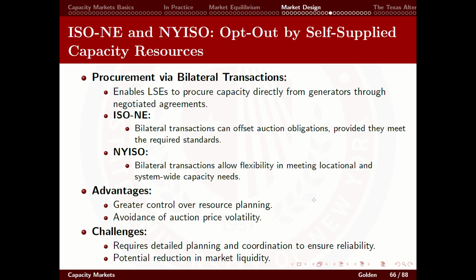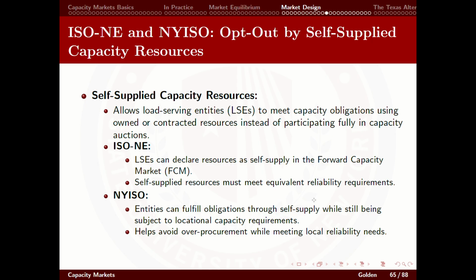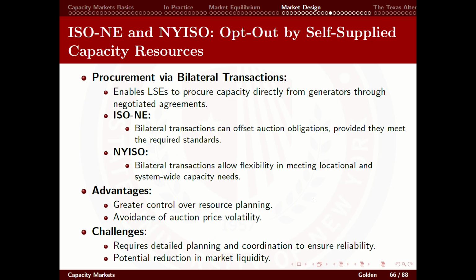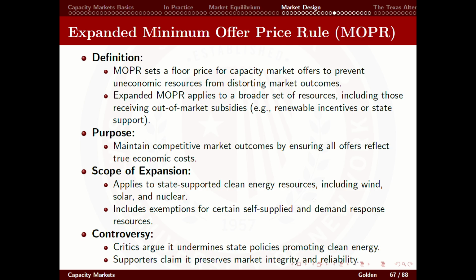ISO New England and NYISO also allow for bilateral transactions as a way to offset capacity obligations. So you can still participate in the market, but you can also use bilateral transactions to offset some of the obligations rather than completely opting out, as you would if you said that you had total self-supplied capacity resources. So the challenge is it requires detailed planning coordination to ensure reliability, as well as a potential reduction in market liquidity because you've removed these potential resources.